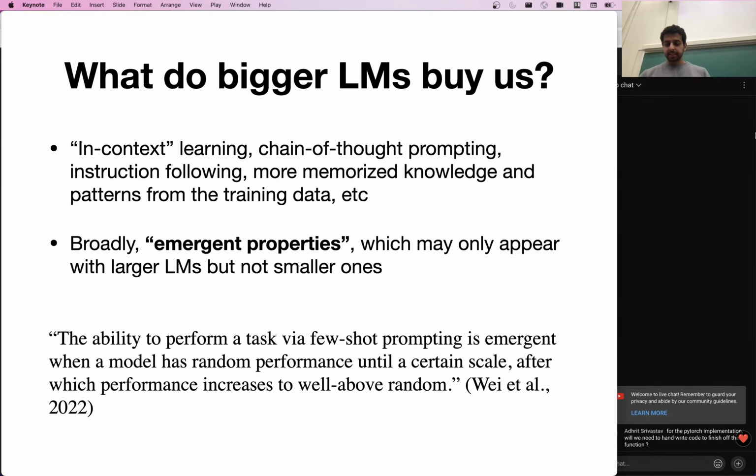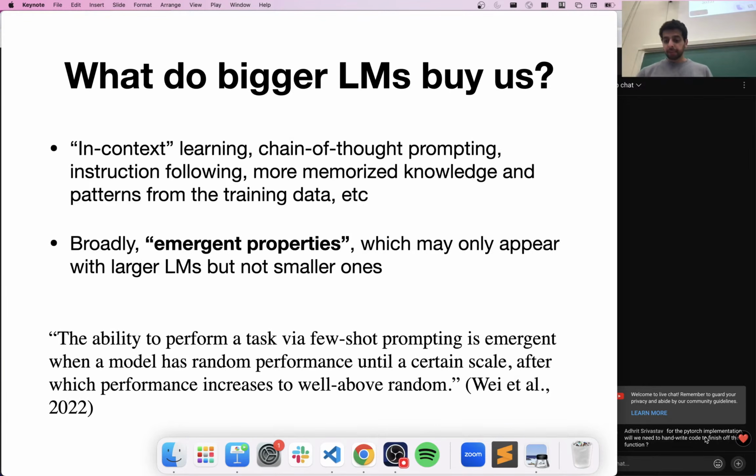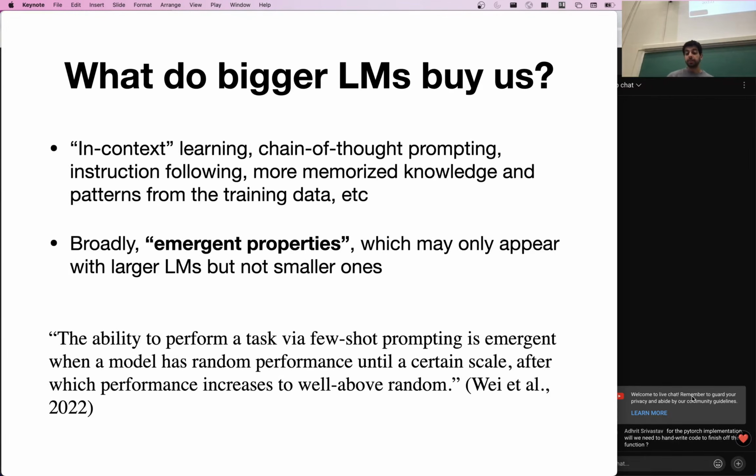While this connects, I see a YouTube question. Will we ask you to write code by hand to finish off the function? No. If we ask you to fill in some code, it will be in the multiple choice section. If we ask you to tell us what's wrong with code, that will be in the free response part of the exam. Good question.